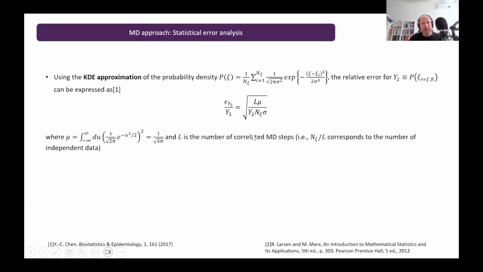And finally, we have uncertainty contribution from probability density. Here, when we use kernel density approximation, one can show that the relative error can be expressed like this. Here, y is the probability density at the reference point. Sigma was our smoothing parameter. Mu is the constant which depends only on the choice of kernel function. For normal kernel, it is just 1 over root square of 4 pi.